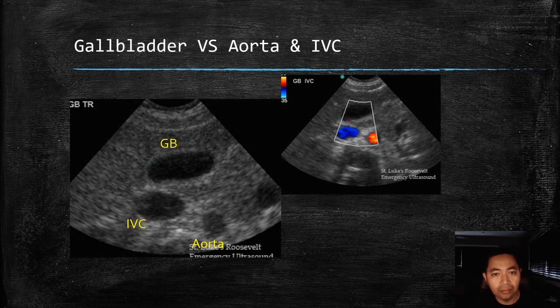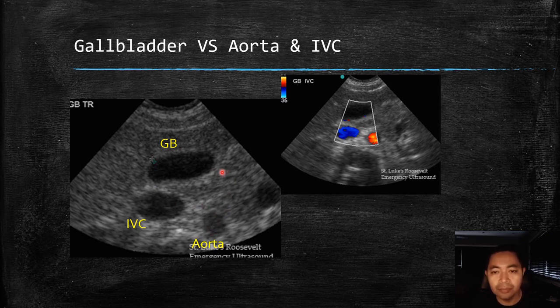When scanning on the transverse plane, the gallbladder, the aorta, and the IVC can have very similar appearances and can be confused with one another, as one can see from this ultrasound image. All have anechoic lumens, and all three have echogenic walls.